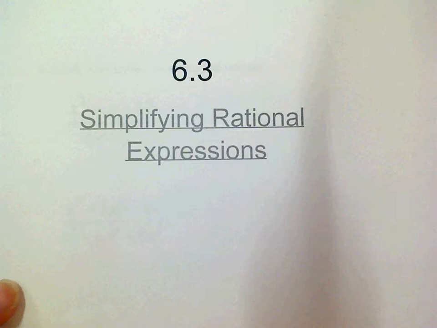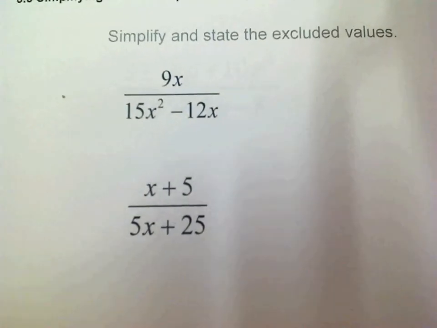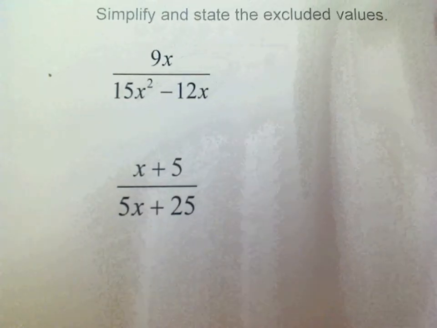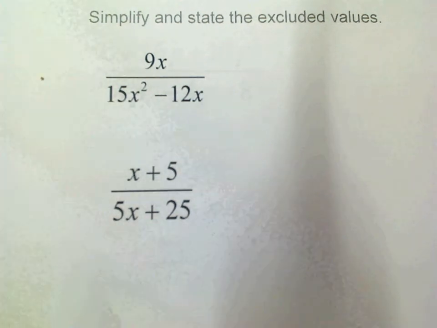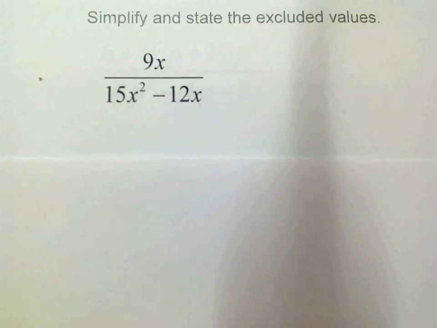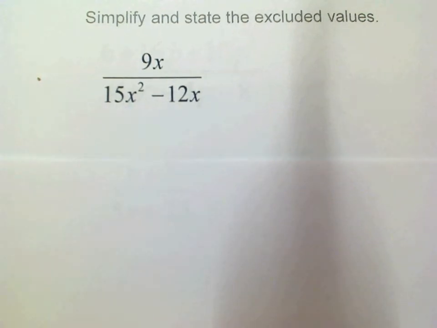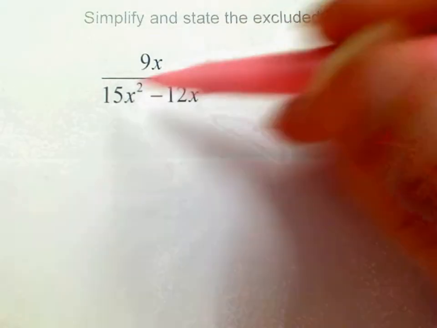Okay. All right, so the first one we're going to do is this top one. It says, simplify and state the excluded values. So the first one is 9x divided by 15x squared minus 12x. Okay. So like I did with the numbers on that example, I want to factor it out. So is there anything I can factor in the numerator? I mean, I could say it's 3 times 3x, right? But we don't need to write that down. We'll know it anyway. Is there anything I can factor in the denominator?